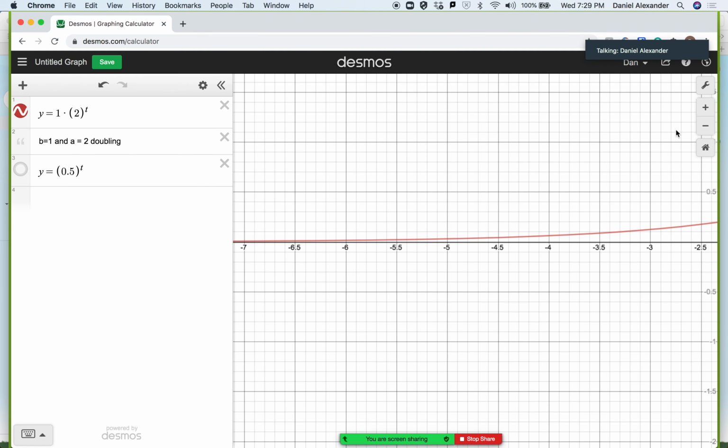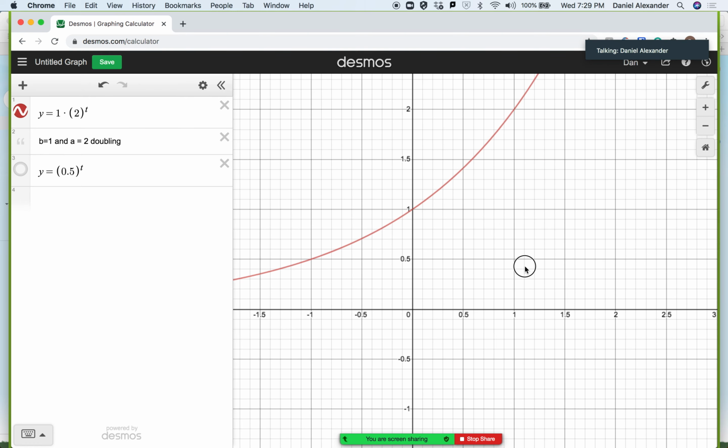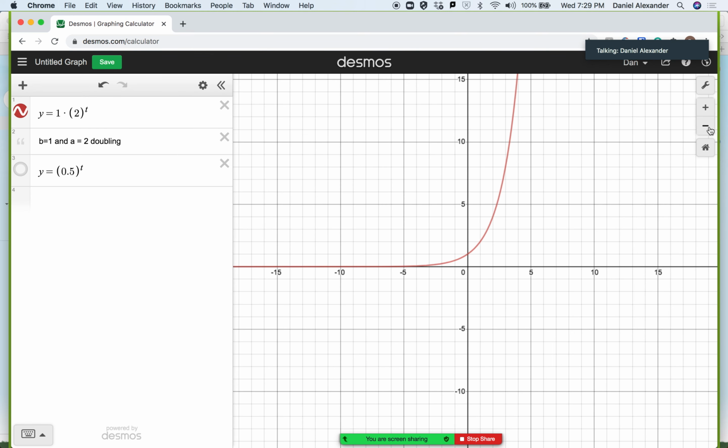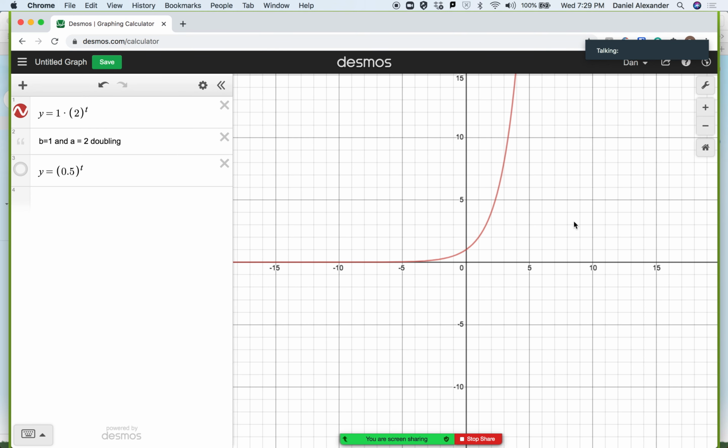So that's what the graph looks like, and what I want to do is get this back to normal. So let's zoom out just a little bit, so we have a nice normal window there. And I just kind of want to make the point, I like tables. I know that maybe not everybody does, but I think it's really useful.